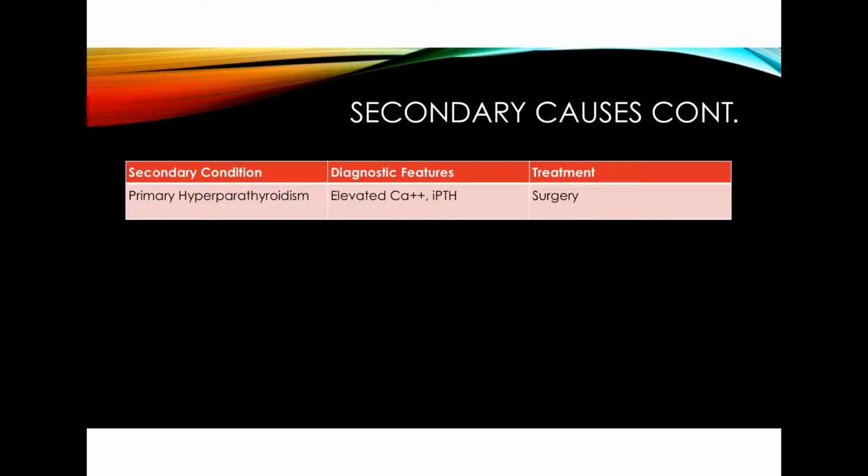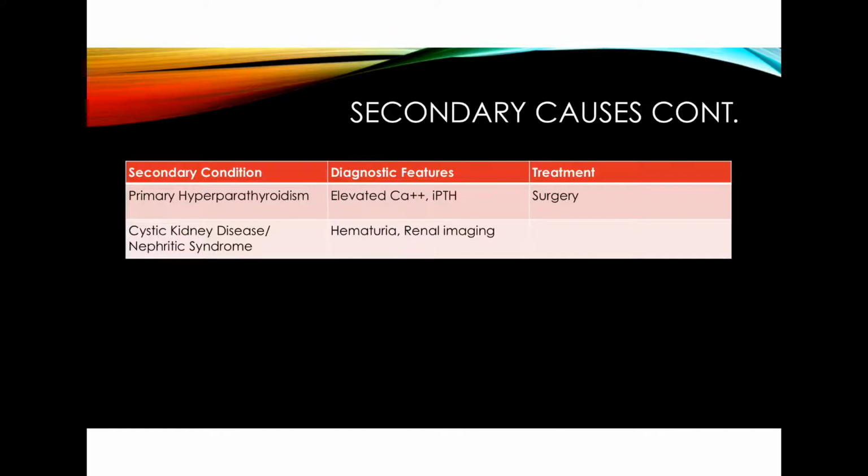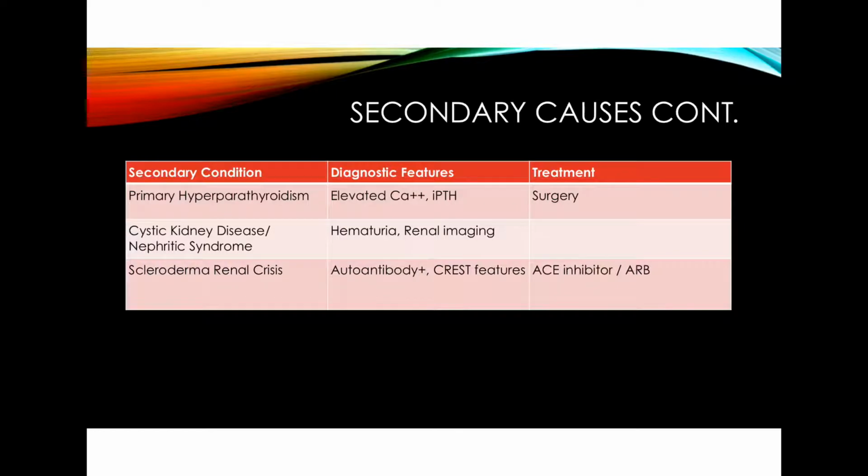Primary hyperparathyroidism is characterized by elevated calcium levels with an increase in the intact PTH. Treatment includes surgical removal of the parathyroid glands. Polycystic kidney disease and the nephritic syndromes are also traditionally associated with difficult-to-control blood pressure. Diagnostic features would include hematuria and abnormal renal imaging showing cysts. And this doesn't have any specific treatment other than good blood pressure management.